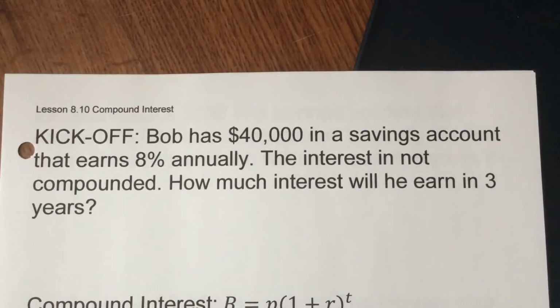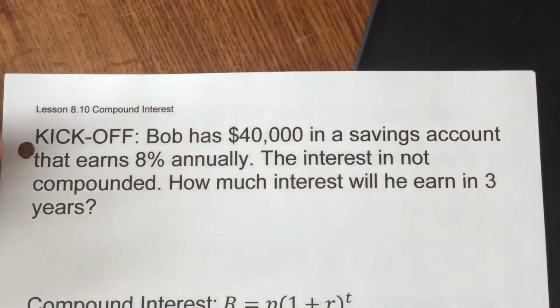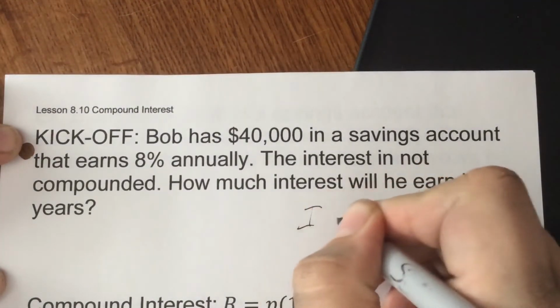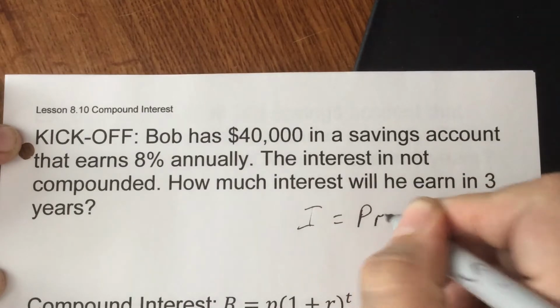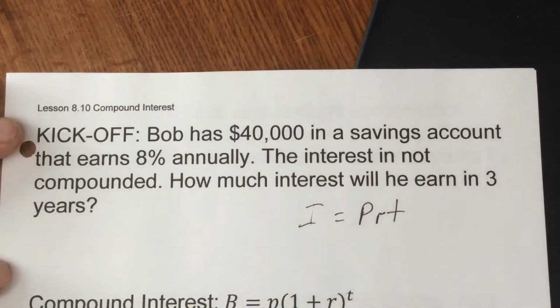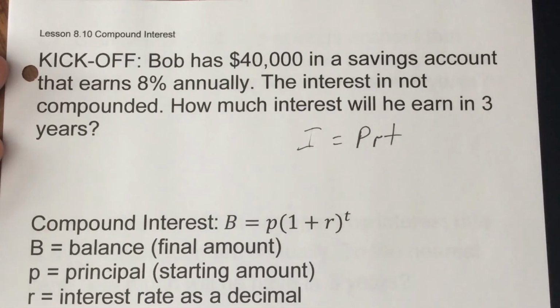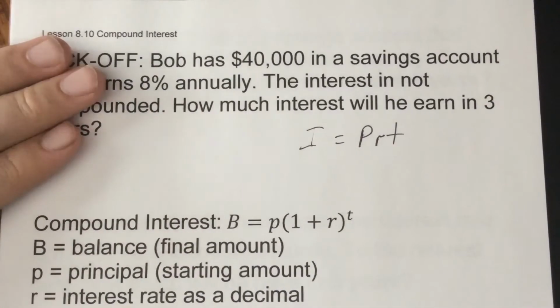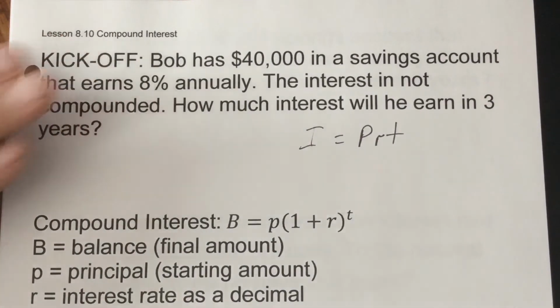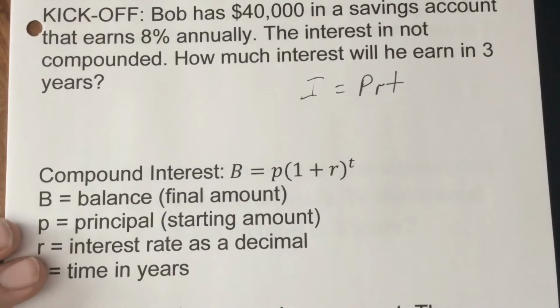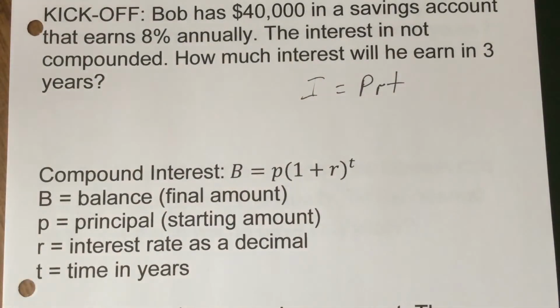So, kickoff. This was simple interest. This is what we were doing yesterday with the last one here, which was I equals PRT. P is principal, R is your rate as a decimal, T is time. So, how that shifts here from what we were doing in the last lesson to now with compound interest is this right here. We're going to have B equals P parentheses 1 plus R raised to the T.